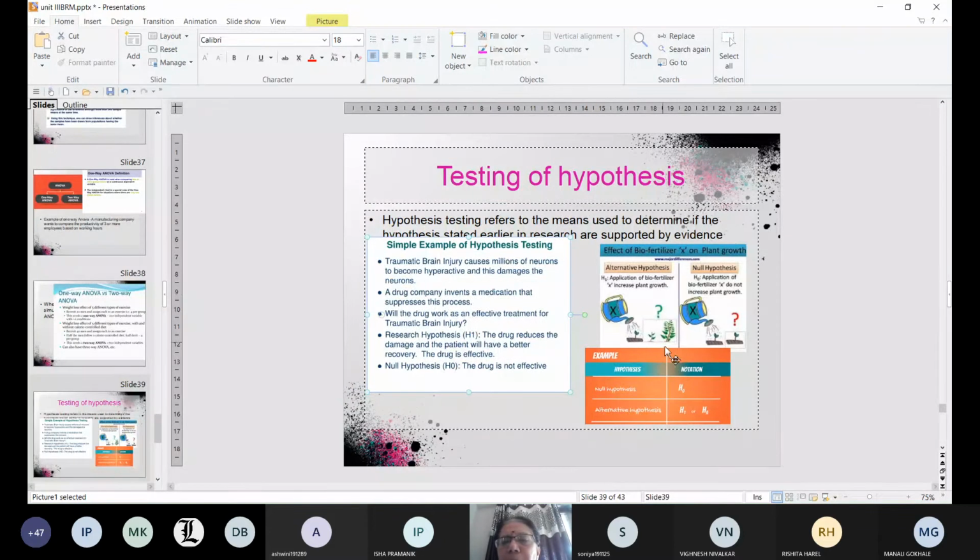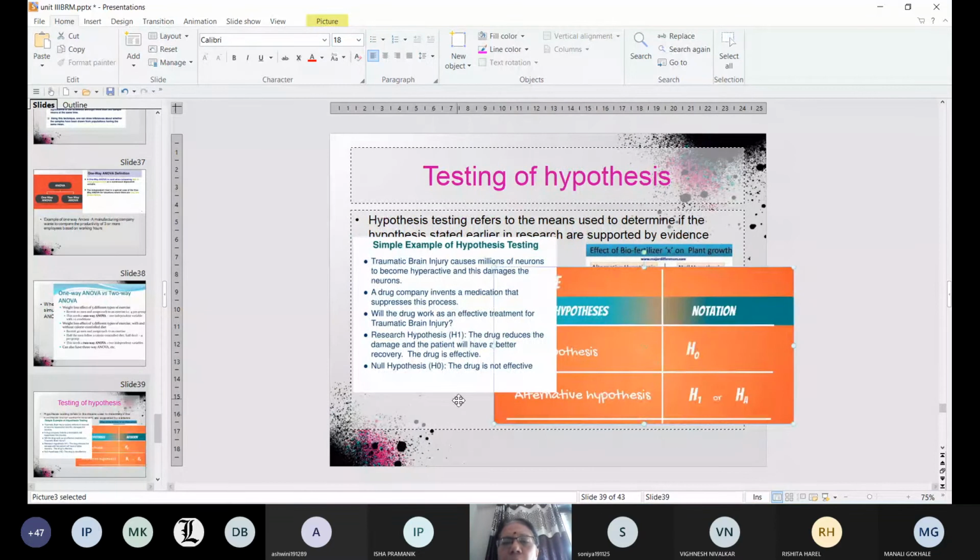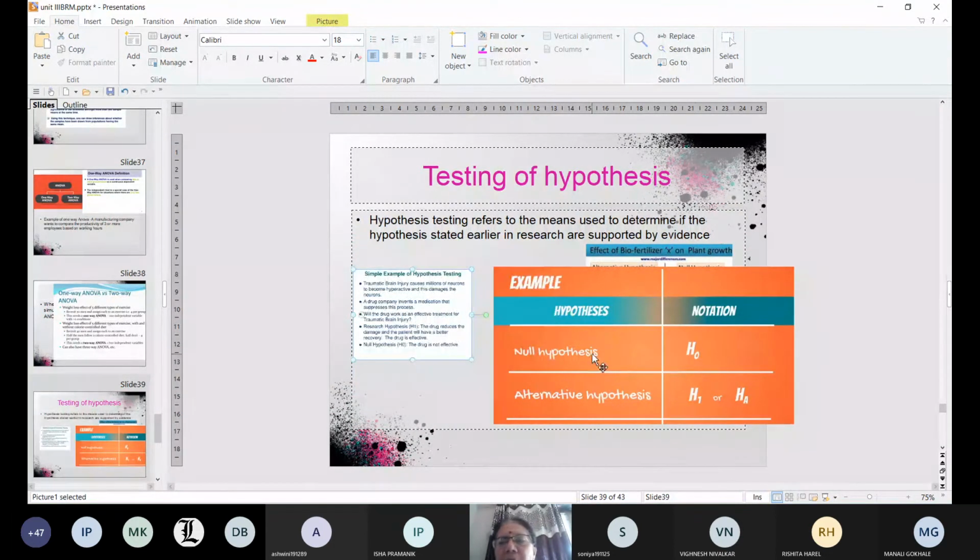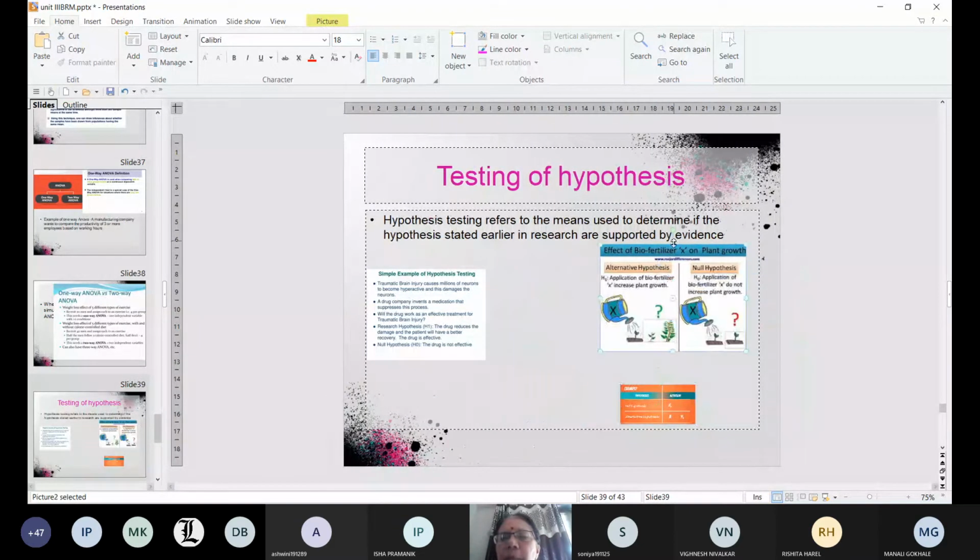One more example. Before I go to the example, this is the symbol which is used for your hypothesis. When you are representing the null hypothesis, it is denoted as H0. In statistics, it is denoted as H0, and the alternative hypothesis is denoted as H1 or HA. So null hypothesis is H0, alternative hypothesis is H1 or HA. Now let us see one more example which will make this very clear to you.